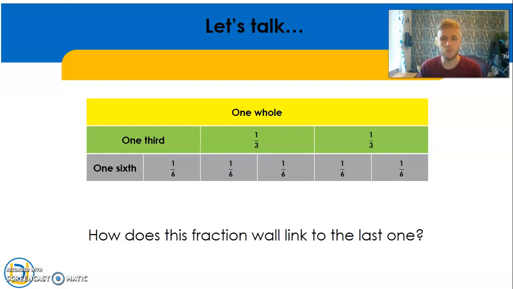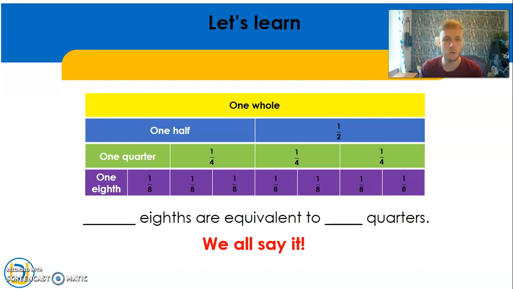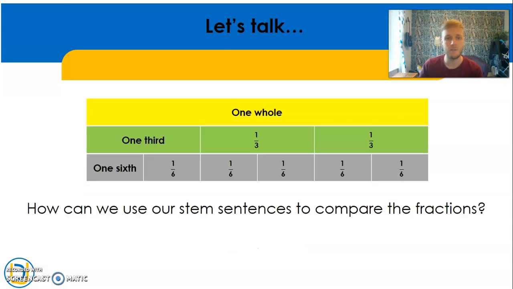So how does this fraction wall link to the last one? Well, this one's slightly different. The bars here have been split into thirds and sixths. However, on the previous one, it was halves, quarters, and eighths. And that's really important when we're comparing fractions. You can get fraction walls where it lists all of the fractions. However, for this, we can see that a third can easily be split into 2/6. And we can't do that with quarters, for example.